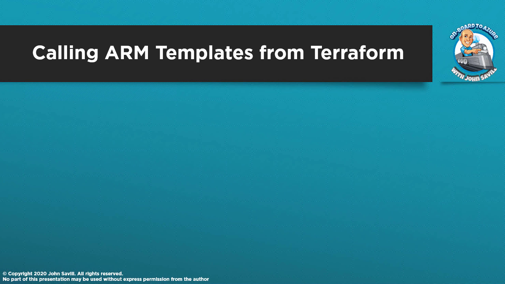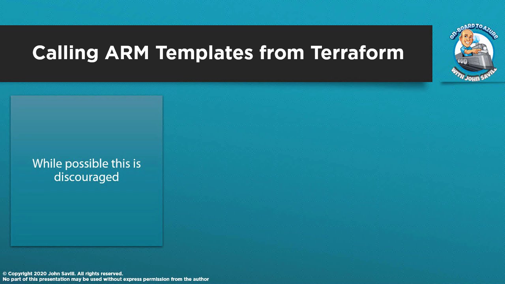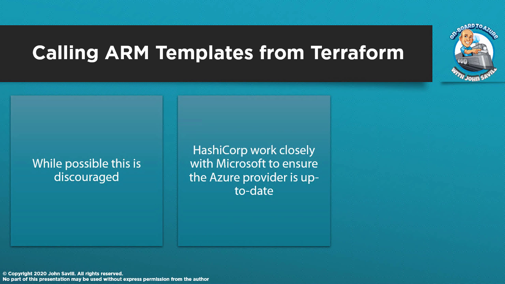Finally, if there was a scenario where, hey, look, I have this feature I want to use, maybe the Terraform provider doesn't support it yet, or I just have a ton of ARM templates, I don't want to recreate them all. Yes, I can call an ARM template from Terraform, but it is discouraged. Remember, HashiCorp work very closely with Microsoft to ensure the Azure provider for Terraform is up to date. There shouldn't really be many things that I can't do natively with Terraform.